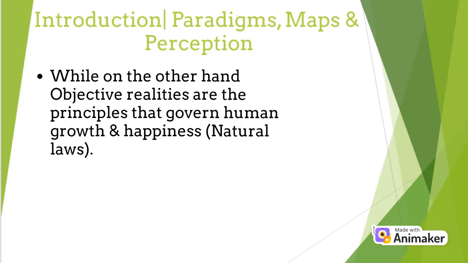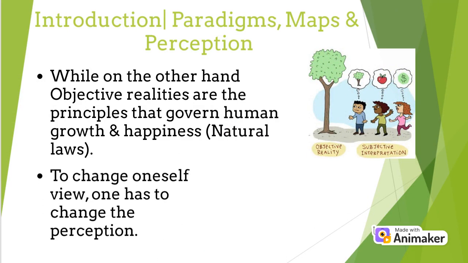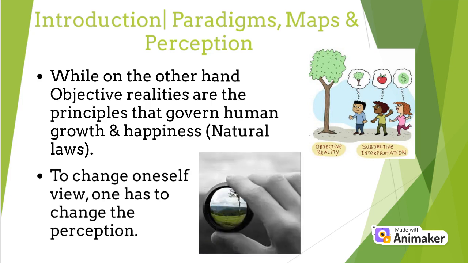Objective realities are the principles that govern human growth and happiness, natural laws. To change oneself, one has to change the perception. Perception can be changed when we look at the lens through which we see the world, as well as the world we see. And the lens itself shapes how we interpret the world.